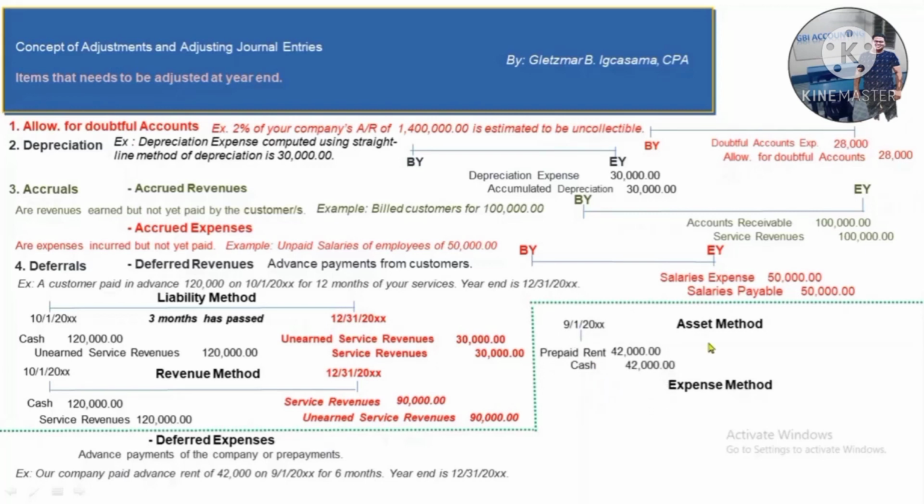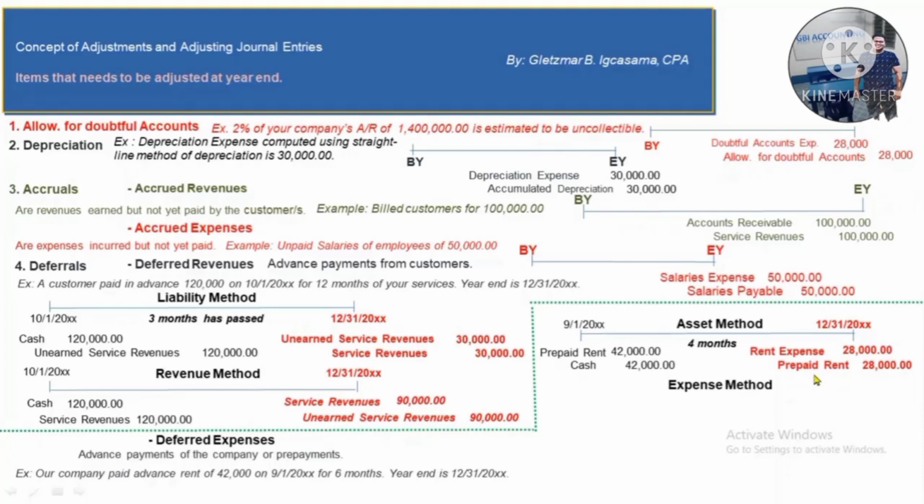At year end, before adjusting, you also need to count the time passed from 9/1 to 12/31, which is 4 months. So that means 4 out of 6 months, or in monetary terms, 7,000 times 4 months equals 28,000, was already used and must be expensed. So on the year end, you're going to debit rent expense 28,000 and credit prepaid rent 28,000 also, so that will reduce the prepaid rent from 42,000, because again 28,000 has already been used and must be expensed. So that's it for the asset method.